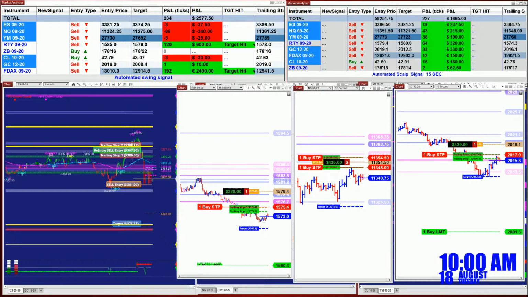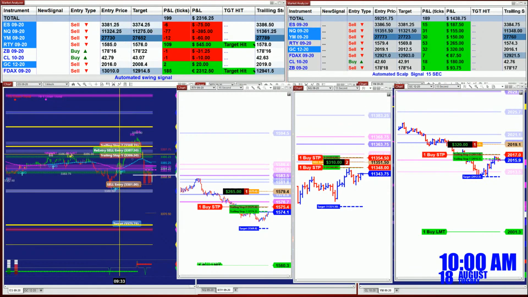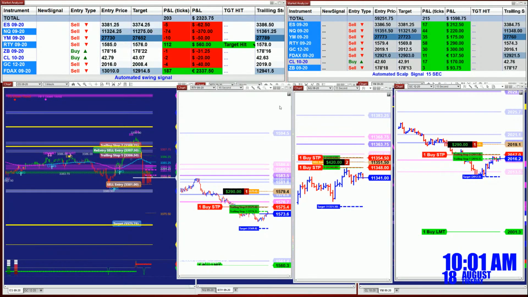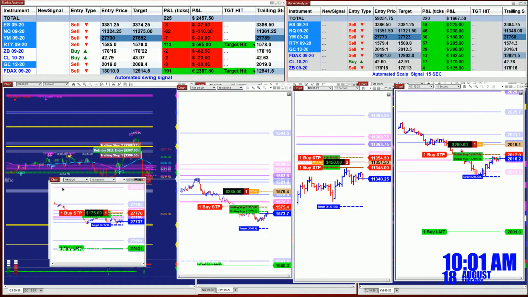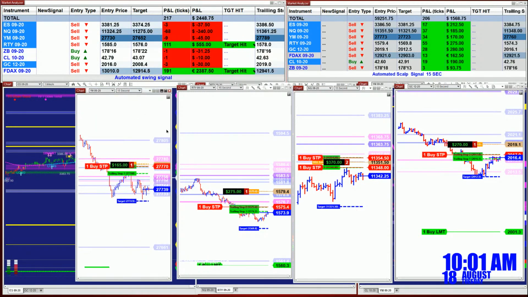We have the swing trading on the upper left corner, 222 ticks based on one contract, because we just have a new signal. It's going to take time to sink in. But on the scalper, we have 197 ticks based on one contract. And we just have the short trades. Everything from ES to NASDAQ, Dow Jones, everything is going to the short position. And also the YM. This is an automated scalping.